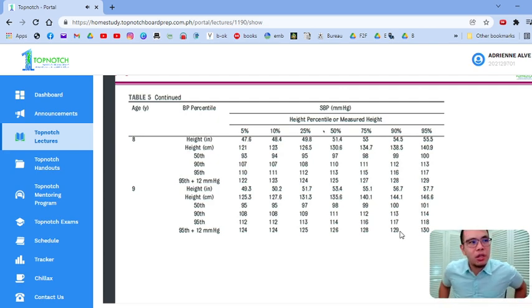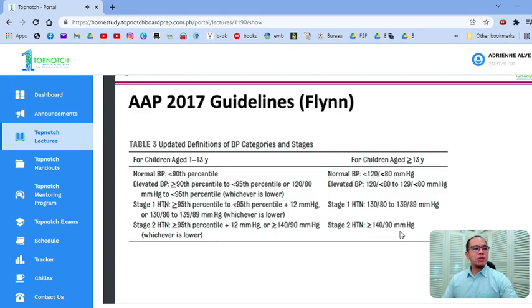Okay? So based on the Z-scores, for example, you have a patient who is 8 years old at ang height niya ay, sabihin natin, nasa 50th percentile, 130 centimeters. Ito yung mga cut-off values mo. Okay? So nandiyan na lahat, 50th, 90th, 95th, 95th plus 12. Okay? So sabi dito, hypertension stage 1 is more than or equal to 95th to less than 95th plus 12.